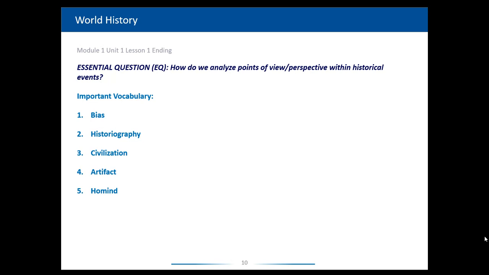Also, write down the important vocabulary: bias, historiography, civilization, artifact, and hominid.